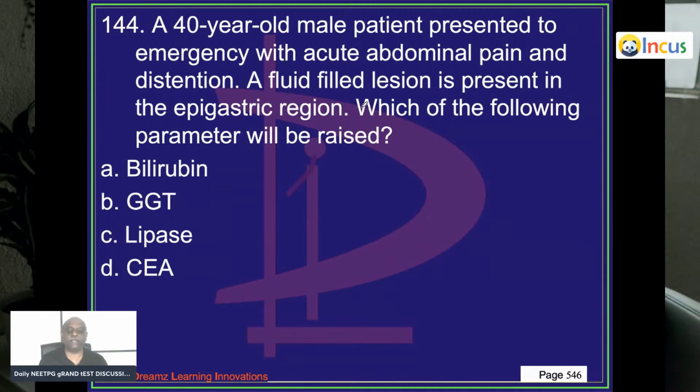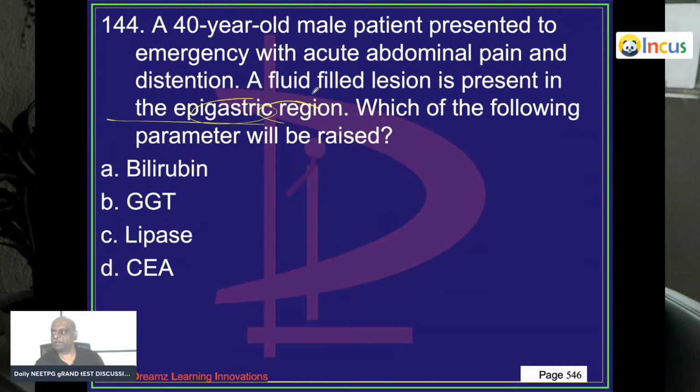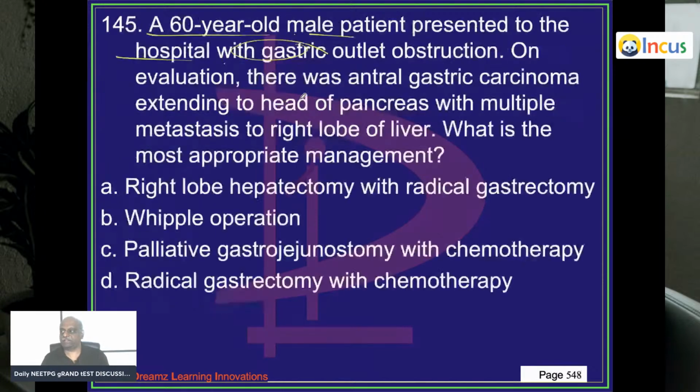40-year-old with emergency acute abdominal pain, fluid-filled lesion is present in the epigastric region. So which parameter? Pseudopancreatic cyst, if it is there, lipase is the one which is elevated. 60-year-old male presents to hospital, a description of the lesion. 40-year-old presented to emergency with acute abdominal pain and distension.